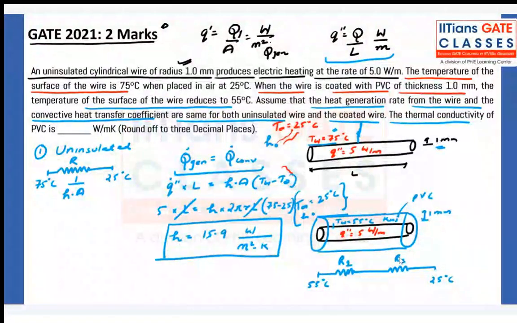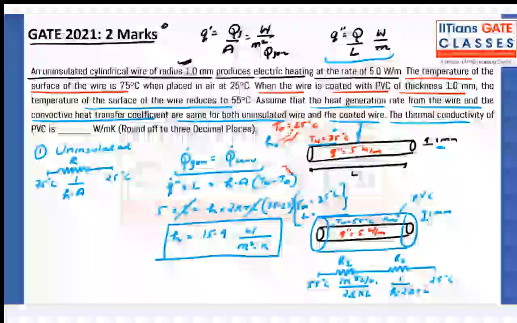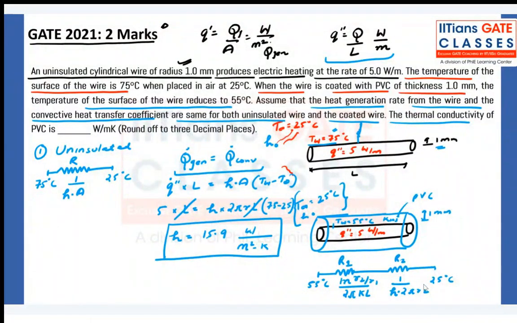Very nice. Anyone who has a problem with this? Anyone who has some doubt in this? Okay, very nice. So we all know the resistance in conduction. If you have forgotten the conduction resistance in a cylinder, then you are in problem. We all know how to calculate it: ln R2 by R1 over 2 pi KL, and convection resistance is 1 over H into area, which is 2 pi RL. Very nice, Sahil. By writing this, Sahil has revised it.